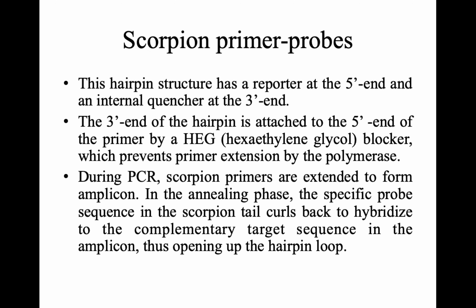Now we are going to discuss the Scorpion primer probes. These primer probes also have the hairpin secondary structure, and they have the reporter at the 5' end and the internal quencher at the 3' end. Now we need to understand what exactly the reporter and the quencher mean. The reporter is the fluorescent molecule which is attached to the primer probes. These reporters can fluoresce and give the signal. And the quencher, what is the meaning of the quencher?